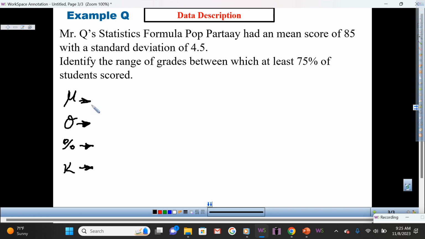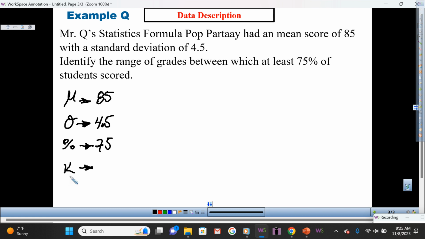All right. Get us started, Joel. Mean. Standard deviation. Percent, everyone. All right, and here's the doozy right here. According to Chebyshev, 75% of the grades fall between what standard deviation?